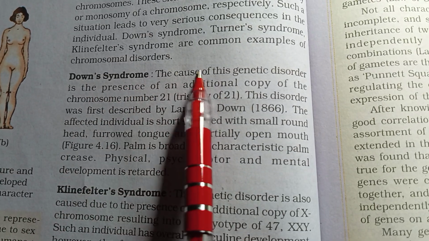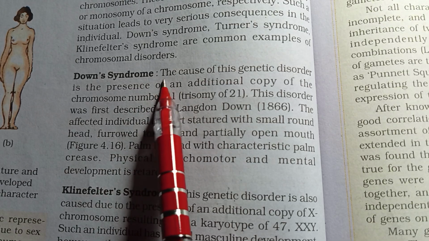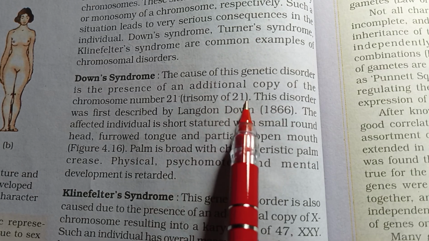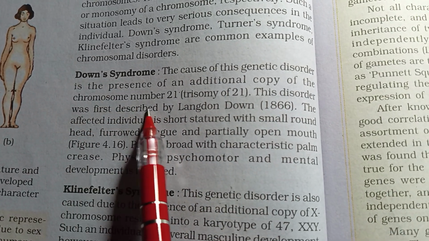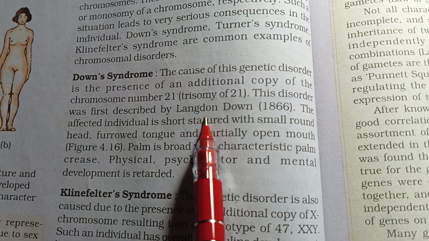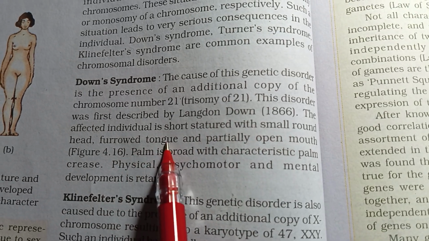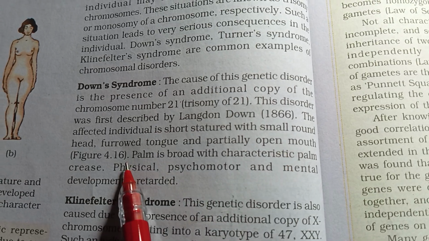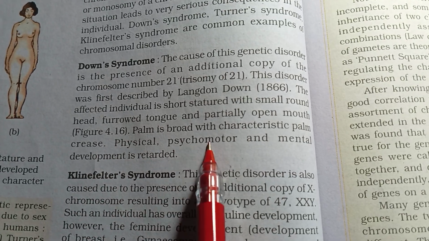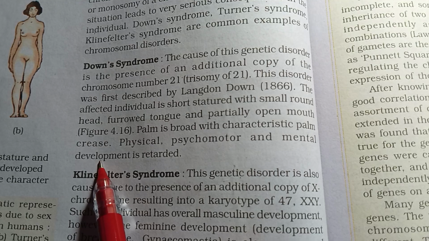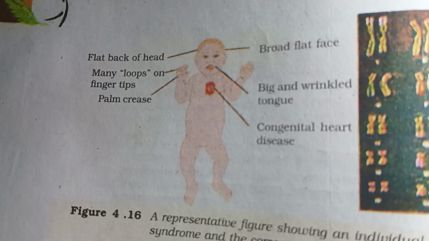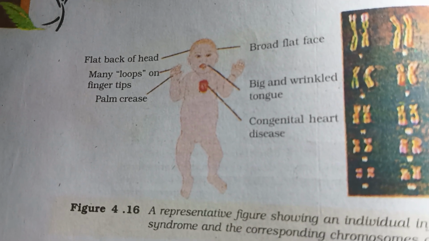So in Down syndrome, the cause of this genetic disorder is the presence of an additional copy of the chromosome number 21, means trisomy of 21. So this disorder was first described by Langdon Down in 1866. So the affected individual is short-statured with small round head, furrowed tongue, and partially open mouth. Palm is broad with characteristic palm crease, and physical, psychomotor and mental development is retarded. So this is the diagram of the individual affected by Down's syndrome.